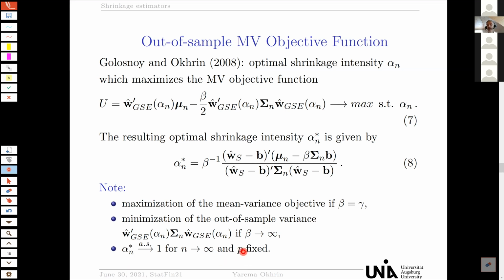Now, if p is fixed, then our shrinkage intensity converges to 1. It's natural. If p is fixed and n goes to infinity, we estimate all the parameters here like mu and Sigma consistently. They converge to their true counterparts. And if we have perfect information, if we have a huge sample size, then we believe in our Markowitz mean-variance portfolio.